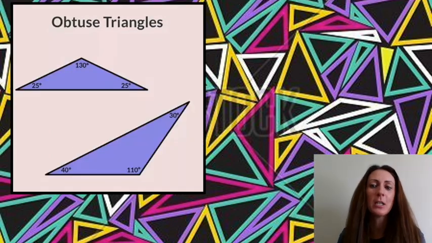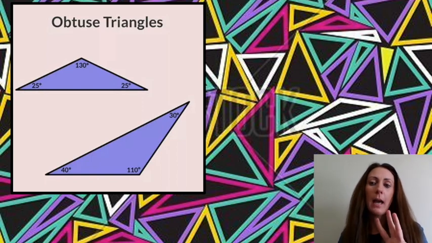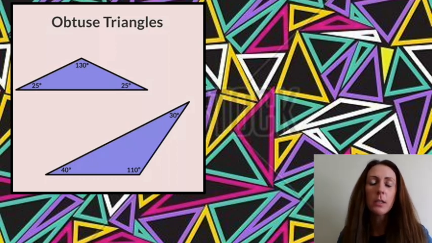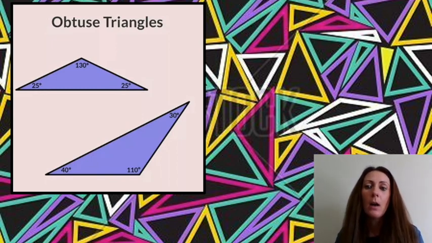All right, 5th graders. So we just took a look at acute triangles, and we learned that acute triangles have 3 angles that are less than 90 degrees, so they're all acute. So let's take a look at the triangles on the screen. These triangles are classified by their angles, and they're called obtuse triangles. Now, why are they called obtuse? What do you notice about them?